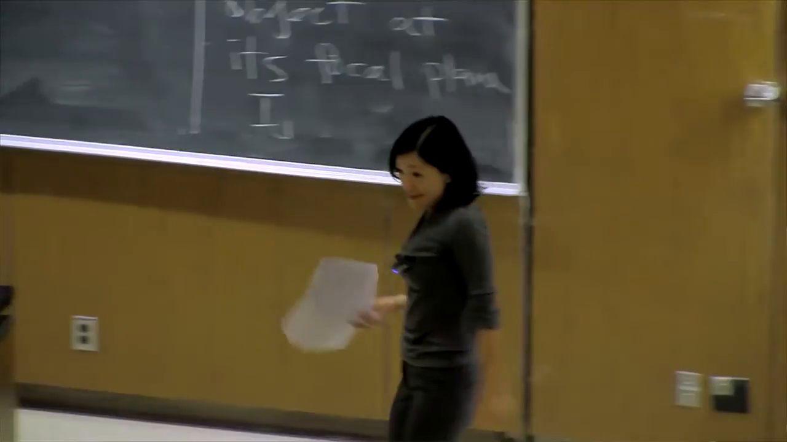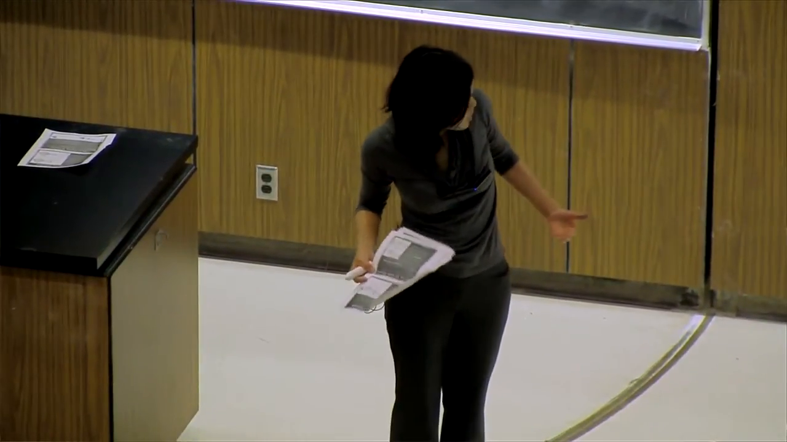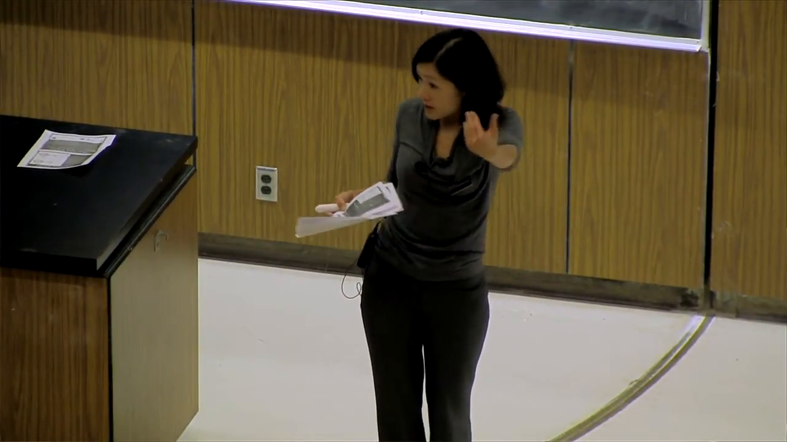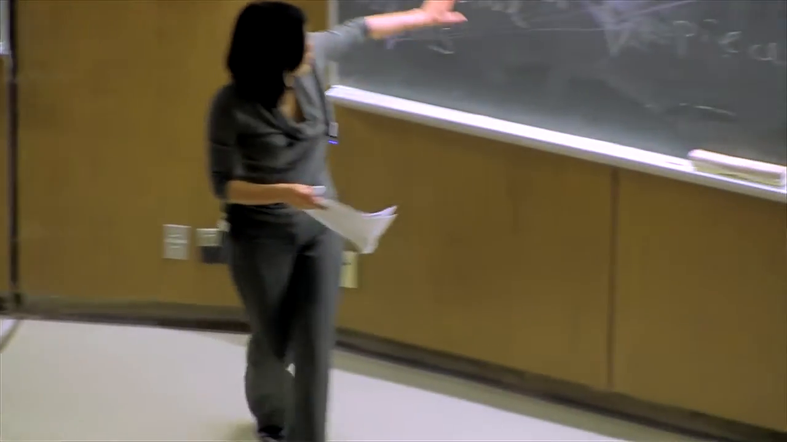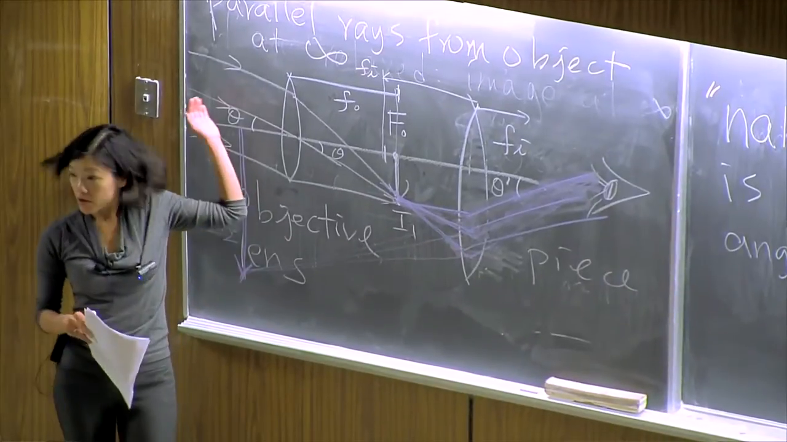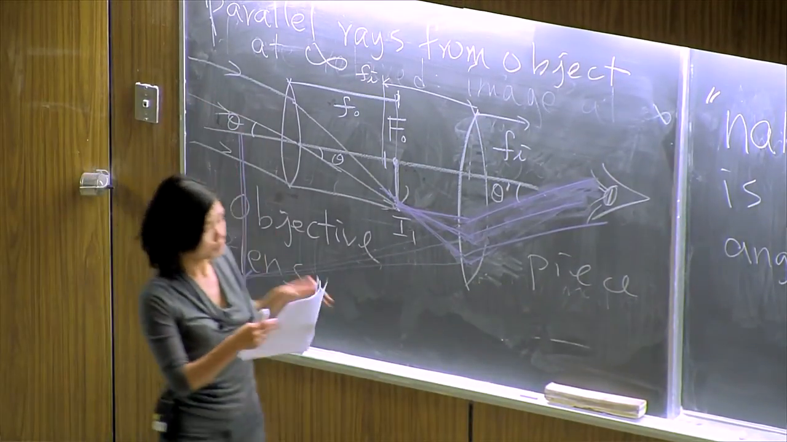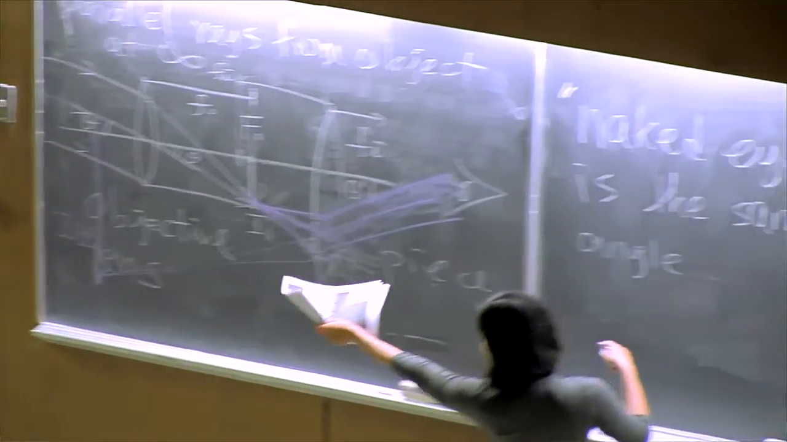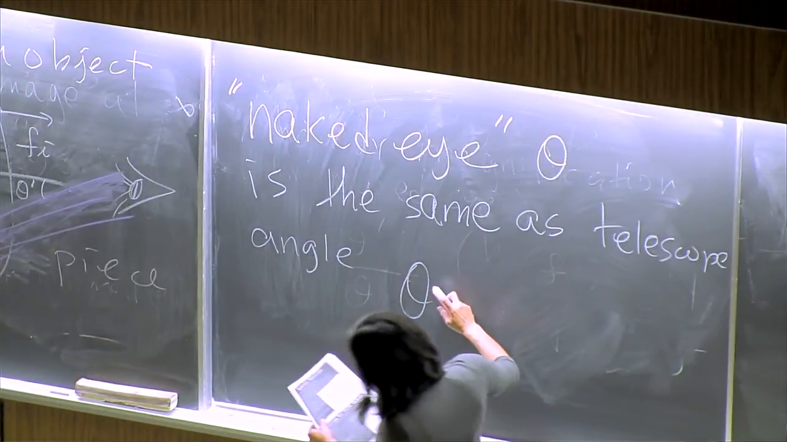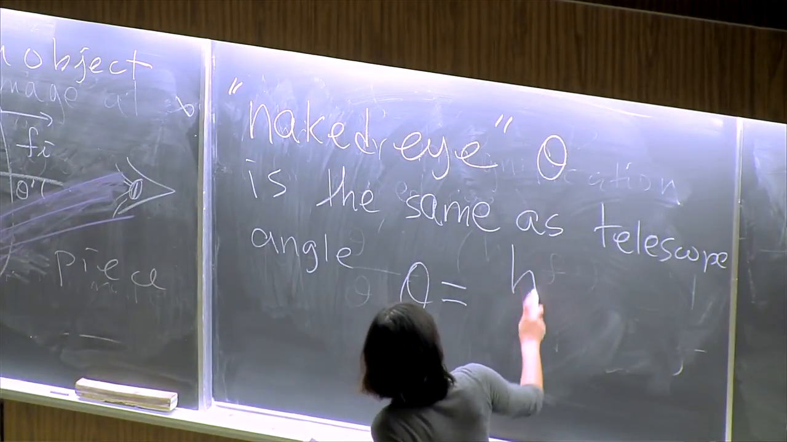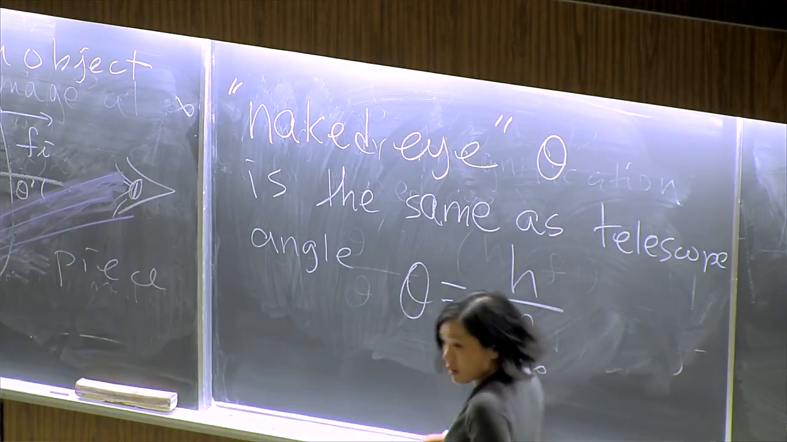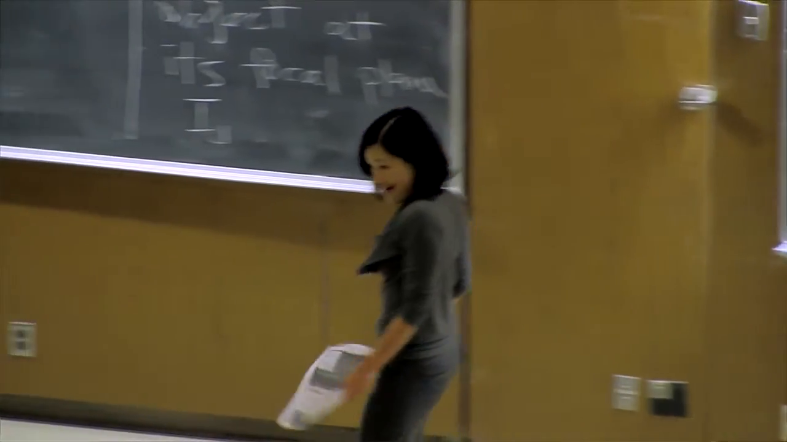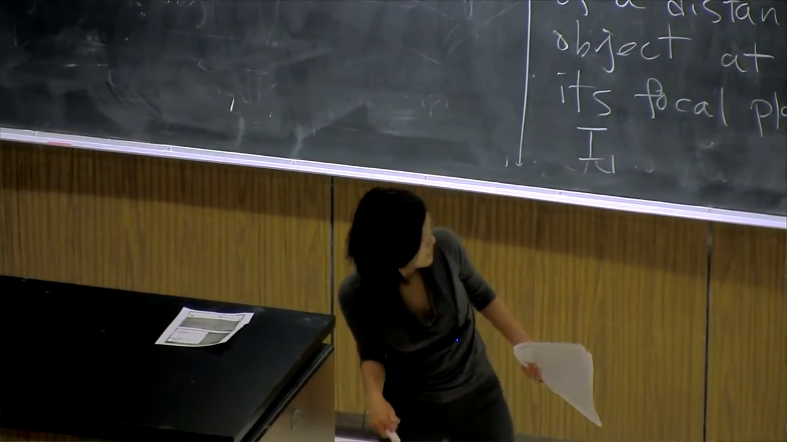So suppose there's no magnifying glass, you just view the object through the naked eye, then this angle theta would be the same as the telescope angle. From the geometry, we know theta is h over the focal length of the objective lens.